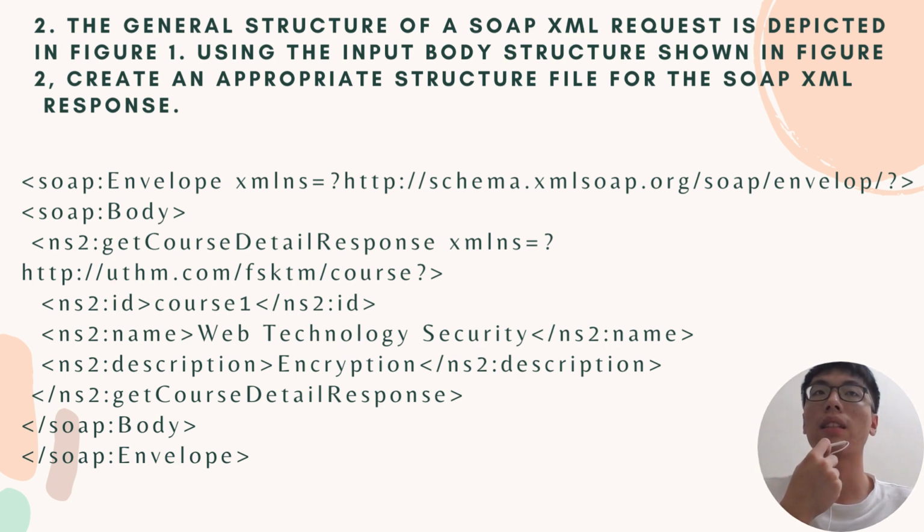and the namespace. After that is the ns2:id. This represents the identifier of the course, and in this case the course identifier is course 1. Same with the ns2:name and the description. The course name is Web Technology Security and Encryption, and I also include the course start date at the back of it.